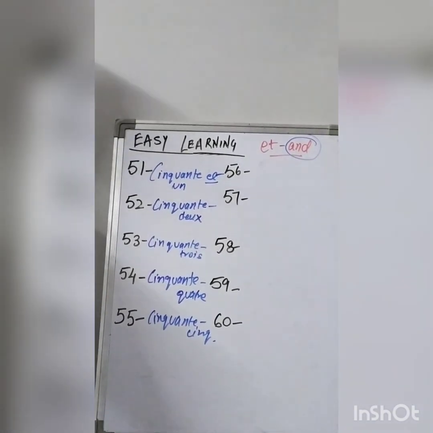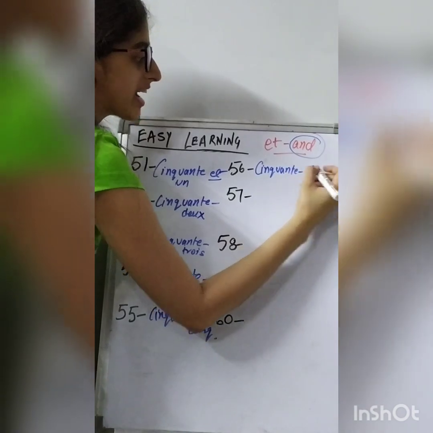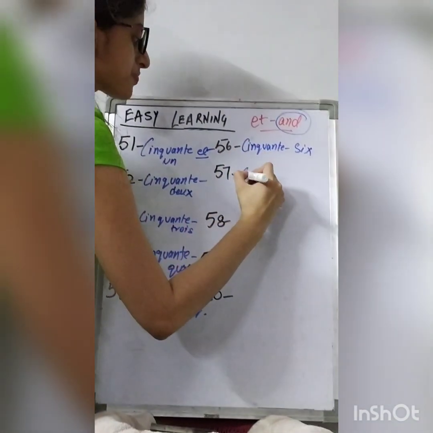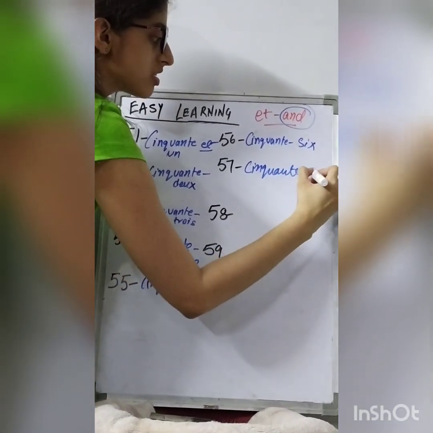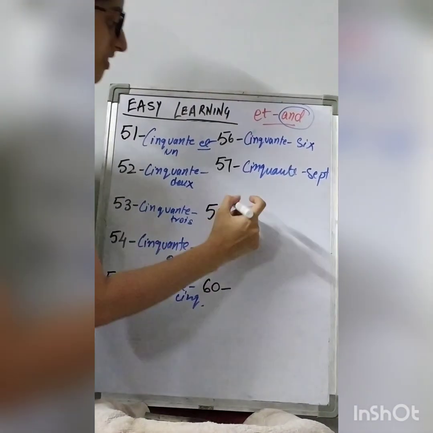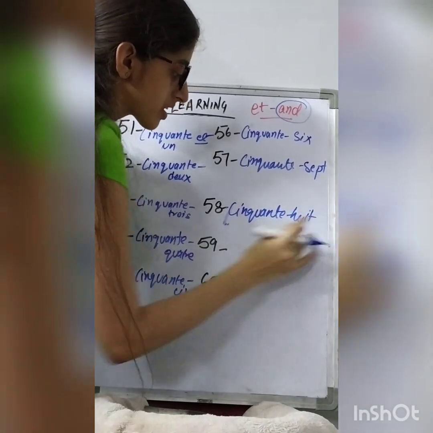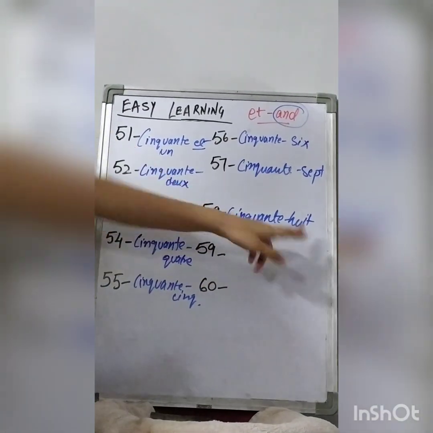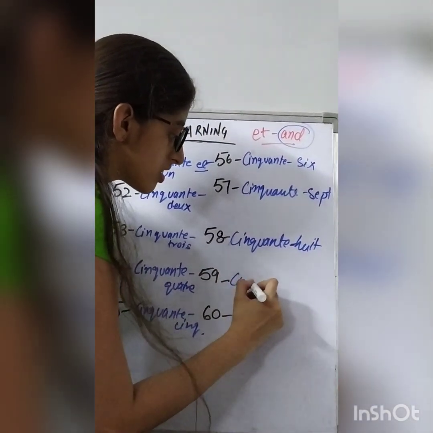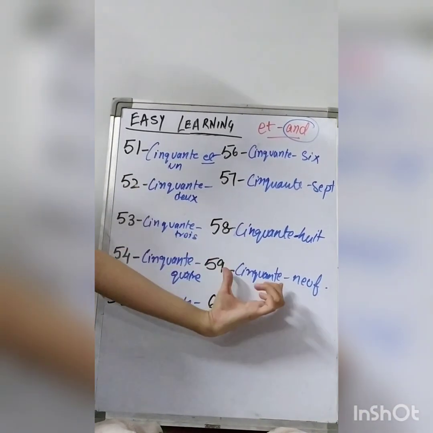Next in the list we have 56. 56 is cinquante-six. Then we have cinquante-sept, 57. Then cinquante-huit, 58. Then cinquante-neuf, 59.